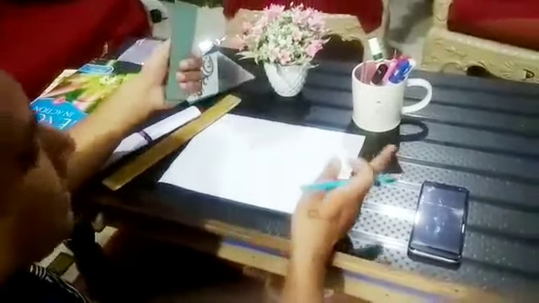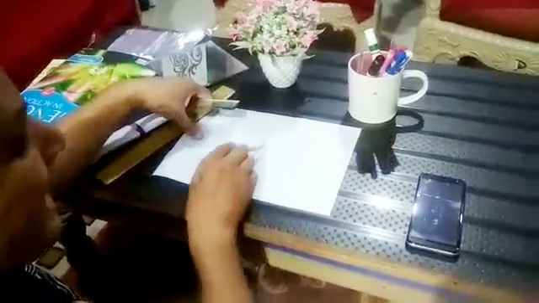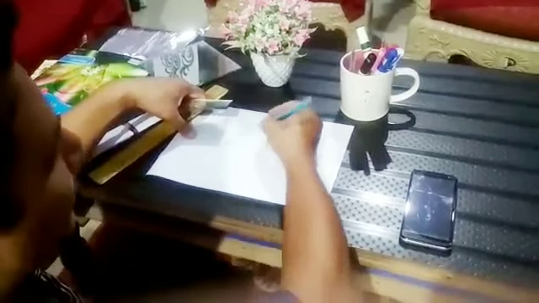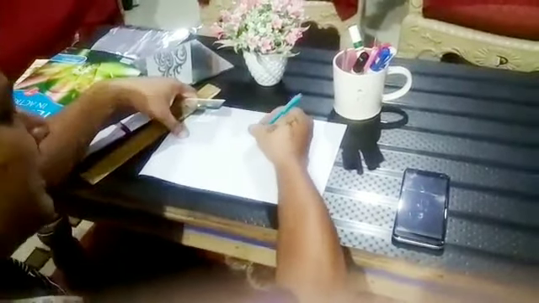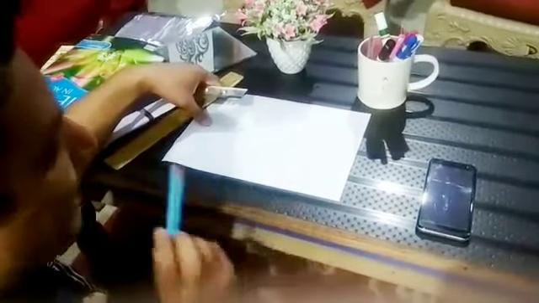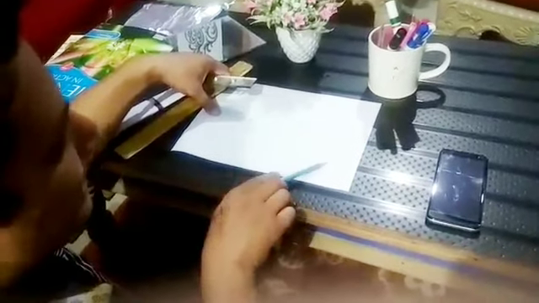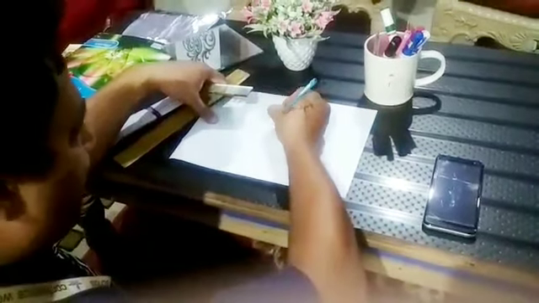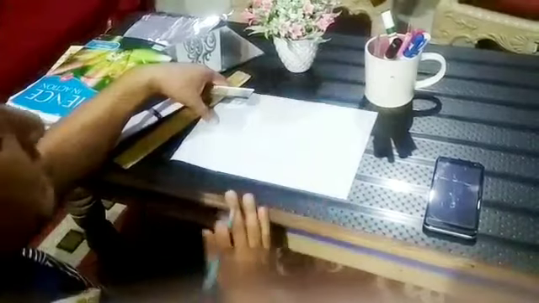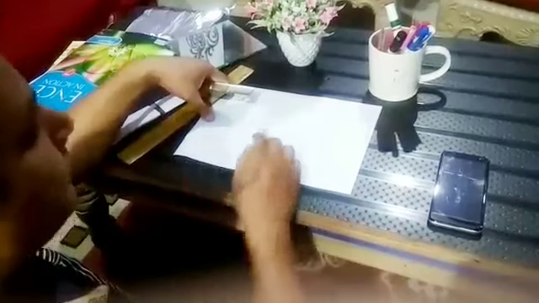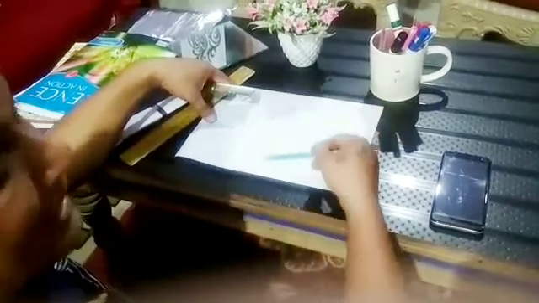Now, the second law of reflection says something about the angle formed. Now, the incident ray forms an angle with the normal line. So this is called angle I. The angle of incidence means the angle formed by the incident ray and the normal line. The other angle is called the angle of reflection, angle R. This angle of reflection is formed by the reflected ray with the normal line.